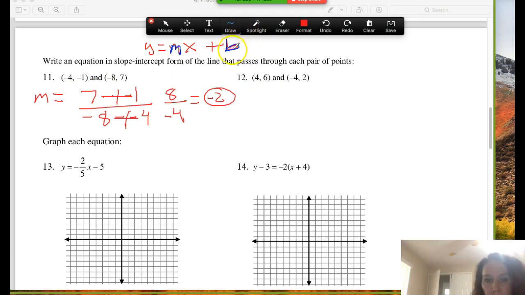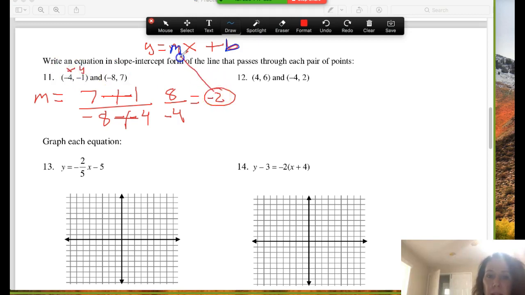Now I need my y-intercept. Now you can use point-slope form here and go y minus y1 equals m times x minus x1. I just like to find the slope, and then I pick one of these points. Either one, they'll both work. Just pick one and plug it in for x and y. Remember, these are xy points on your line, so you can pick either one.